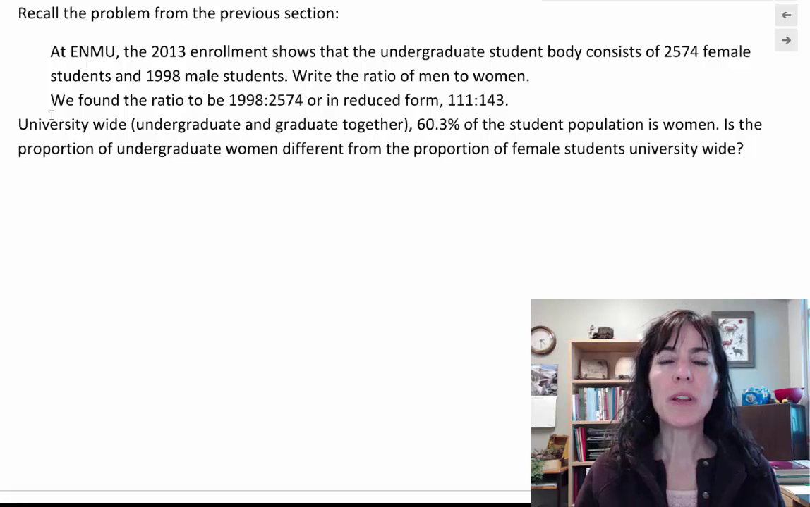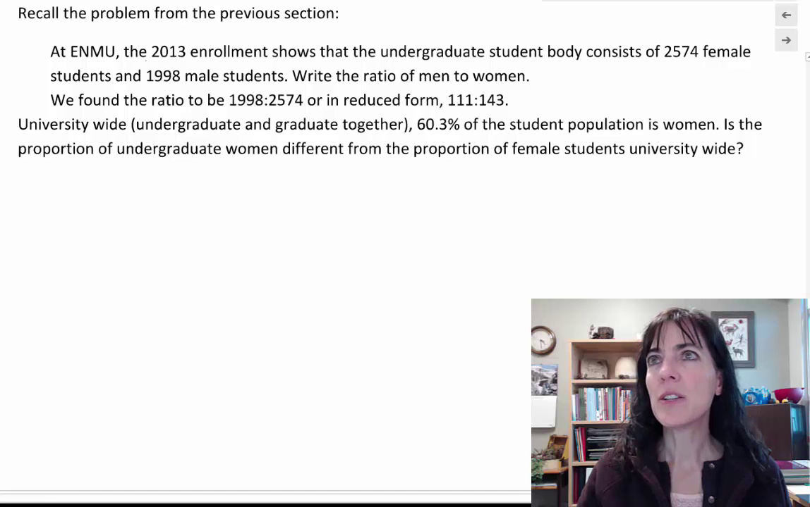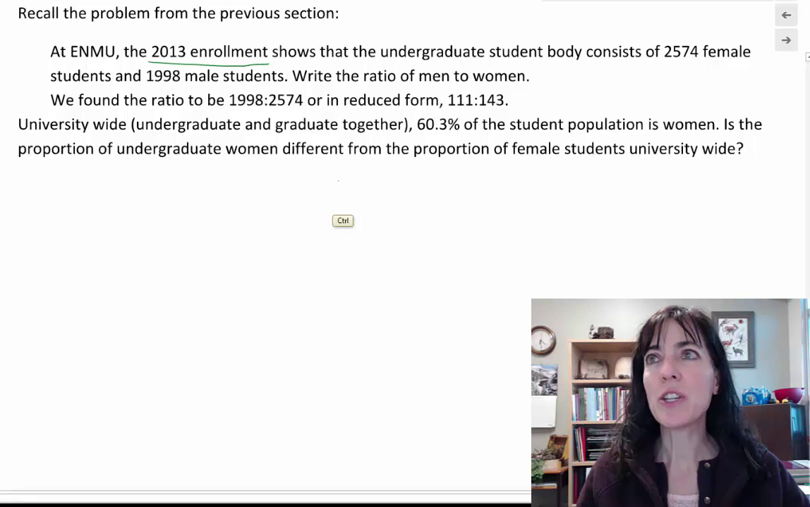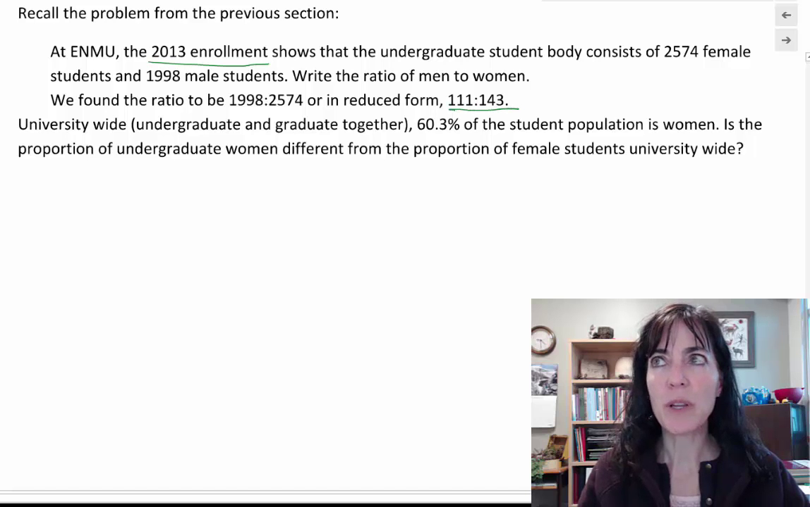We worked on this problem in the last section, and that was the enrollment for Eastern. Seeing that the 2013 undergraduate student body was 2,574 female students and 1,998 male students, the ratio of men to women, we found that ratio to be 1,998 male to 2,574 female, and we were able to reduce it to an equivalent ratio of 111 to 143. That was men to women, or male to female, so we can put those two together.